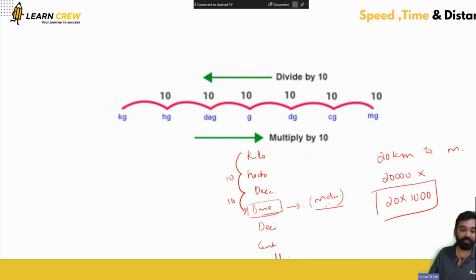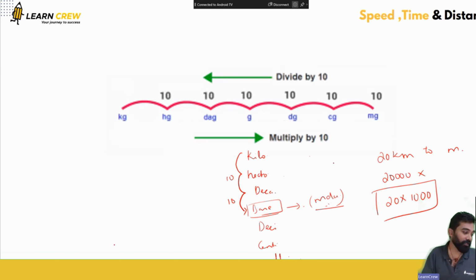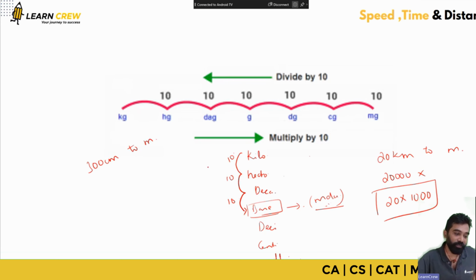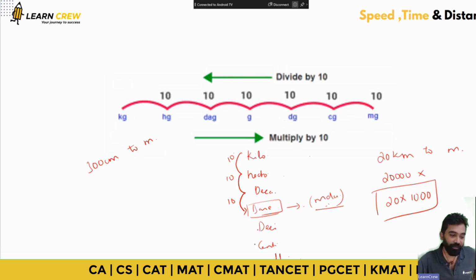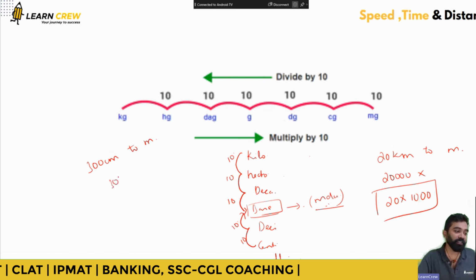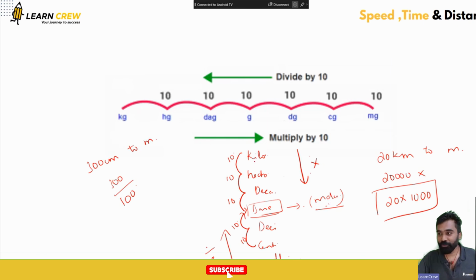If I'm asking 300 centimeters to meter, then what will you do? Divide by 100. So centi is available here. From here, how many steps are you going? One step, two step. So in this case, you're doing 300 divided by 100. Whenever you are coming from up to down, you are multiplying. Whenever you're going from bottom to top, you are going to divide.